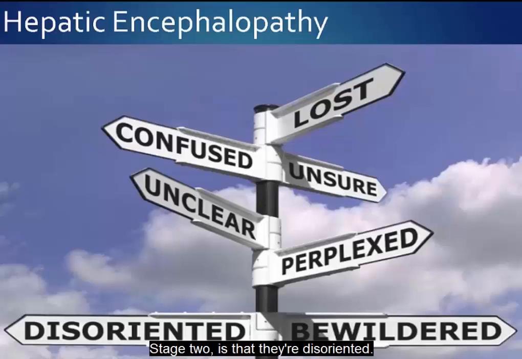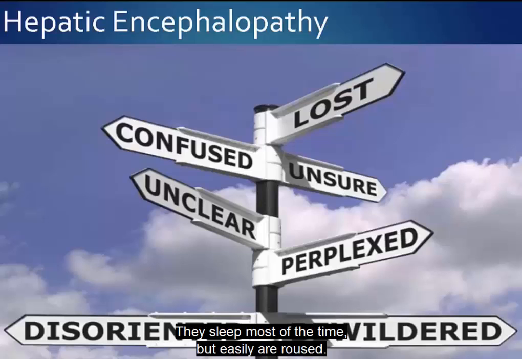Stage 2 is that they're disoriented. They sleep most of the time but are easily aroused, agitated, with mood swings. Ascites is present, fetor hepaticus, which is a musty odor to the breath, and an abnormal EEG.